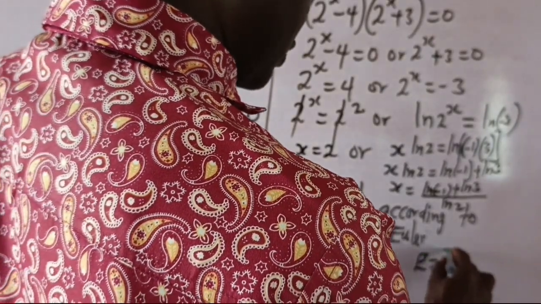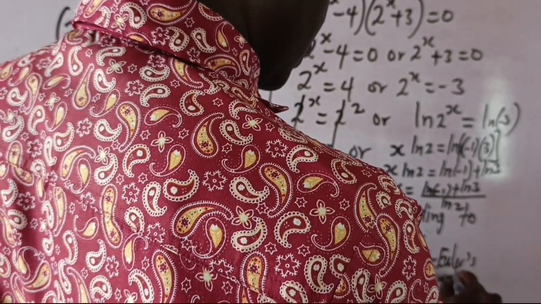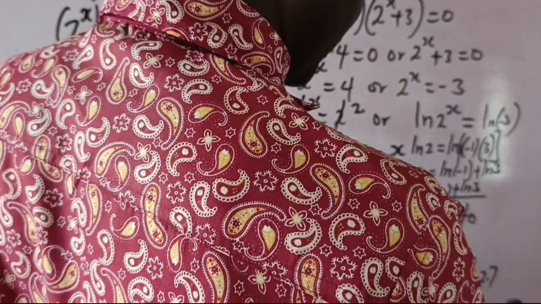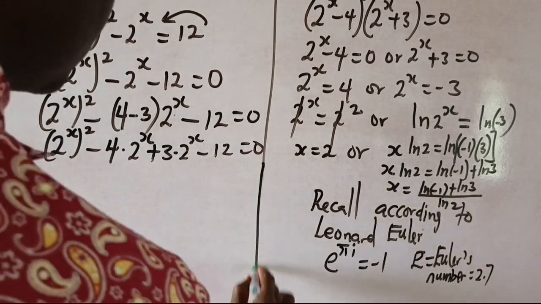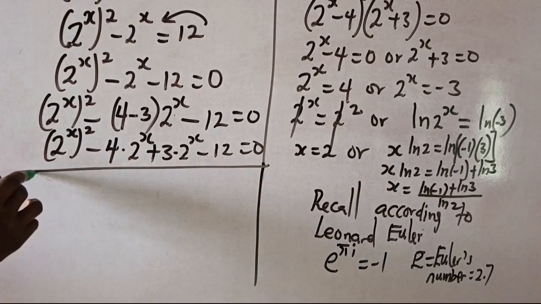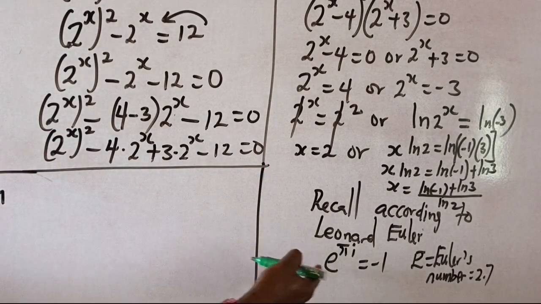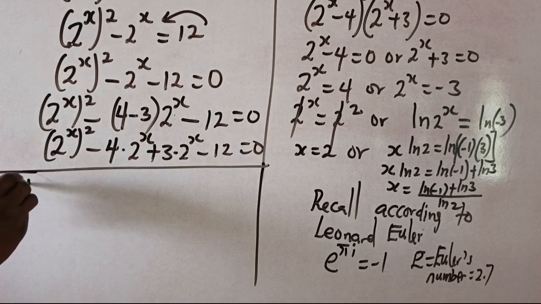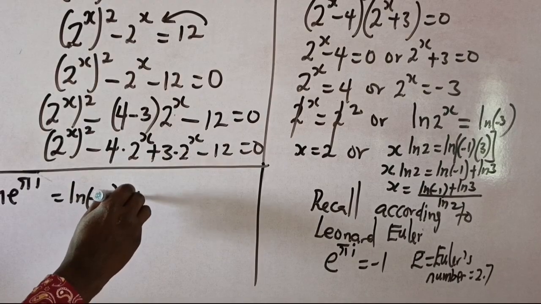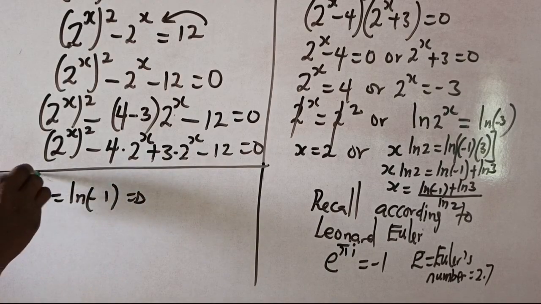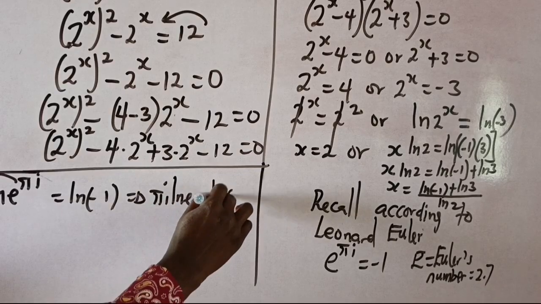So e equals Euler's number, which is approximately 2.7 to 1 decimal place. Now, solving further, by taking ln on both sides of this equation, we have ln of e to the power pi i equals ln of minus 1, which implies, by bringing pi i to this side, pi i ln e equals ln of minus 1.